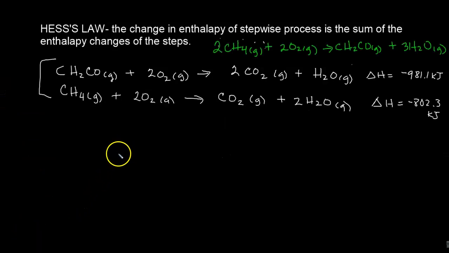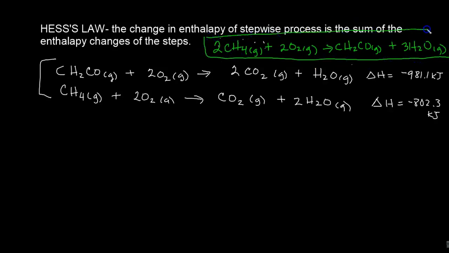Okay, so here is going to be our problem that we're going to be working on. We want to calculate the enthalpy change for the reaction in which methane and oxygen combine to form ketene, which is CH2CO, and water. So this is the final product that we're looking for. They've told us what our answer needs to be. We just need to figure out how to take these two equations and get there.